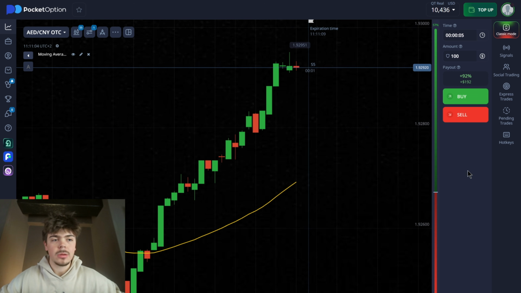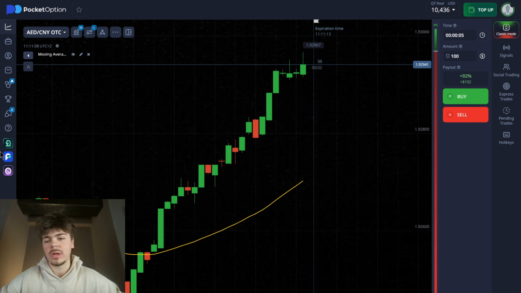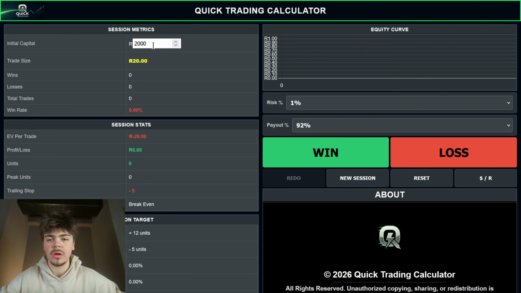So let's get it. Of course, we have a $10,436 account over here. So let's go to the quick trading calculator and enter that right over here and make a dollar and reset. And we can see that our trade size is going to be $104.36. Now, this is the quick trading calculator that I use, that my students use to track our sessions so that we can have the best statistics possible and understand what is happening during our trading session a lot better, understand our performance a lot better as well.